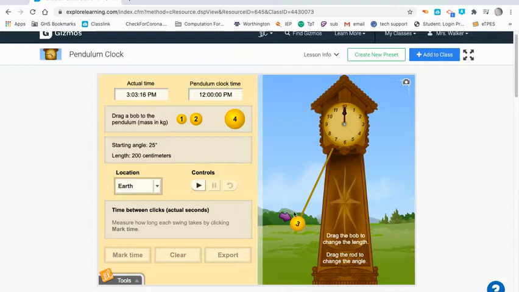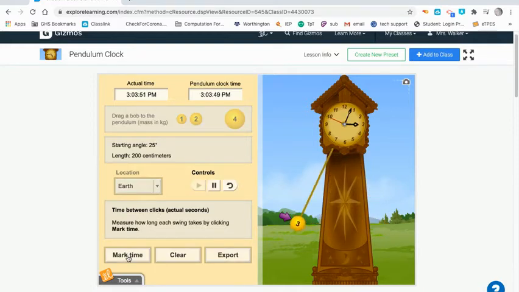Okay, so now anytime the pendulum swings down and back, that would be the period of the pendulum, one down and back. So once I push play, every time the pendulum swings down and back to the arrow, I'm going to click over here where it says mark time. And you will start to see in this box here, time between clicks, you'll start to see data collected into that box. So let's try it. I'm going to push play.